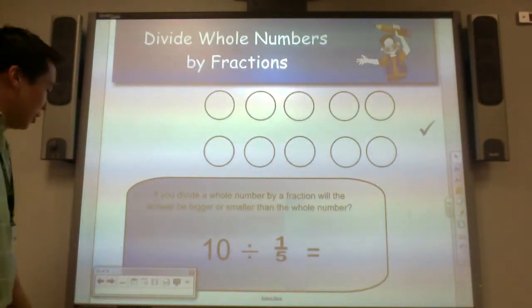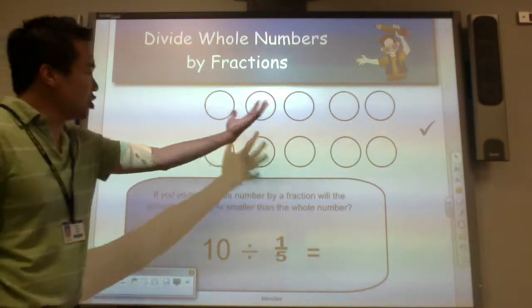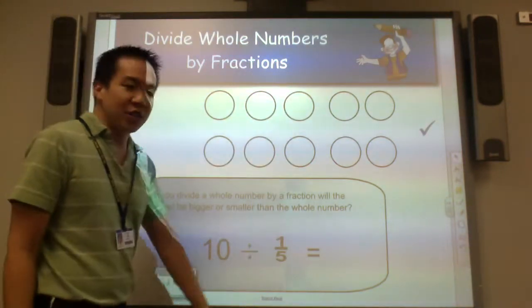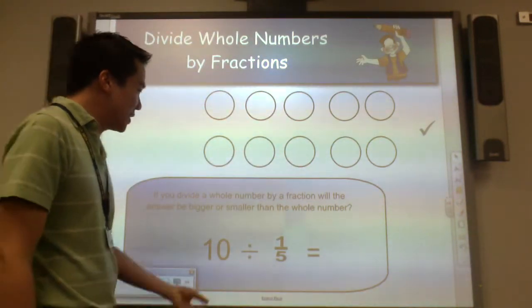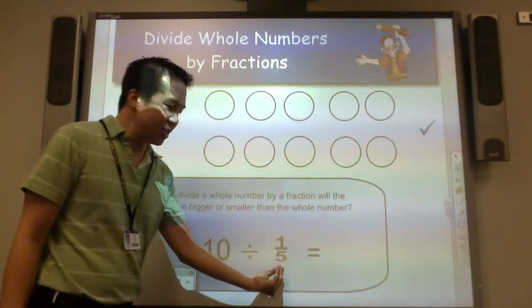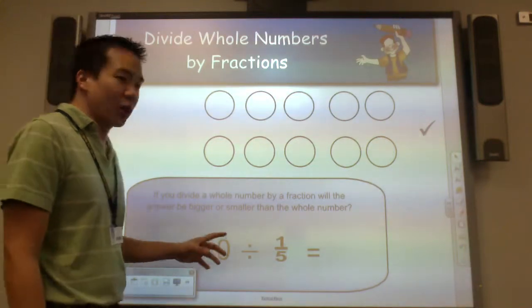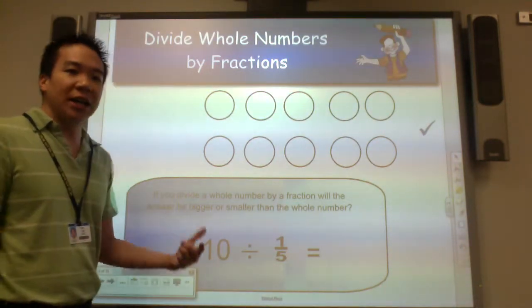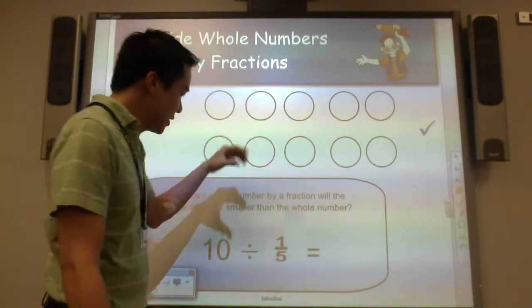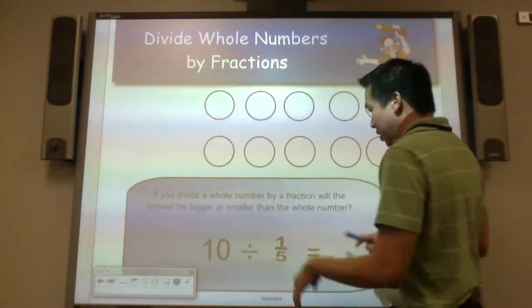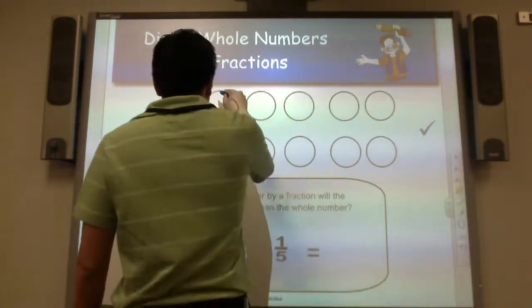So let's look at this one. We have 10 circles here. You want to divide it into fifths. Or another way to say it, how many groups of fifths, or 1/5, will you have in 10 circles? Will your answer quantity be greater than 10, equal to 10, or less than 10? Let's think about it. I have 10 circles. I want to divide it into groups of fifths.